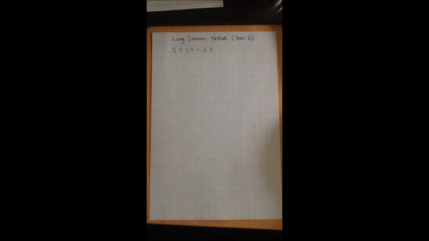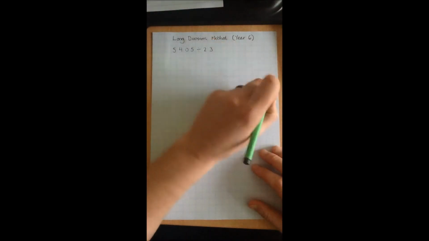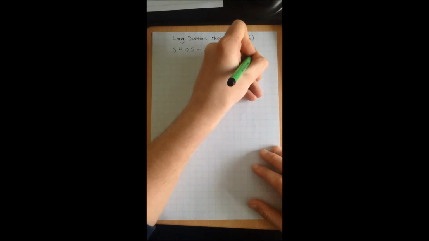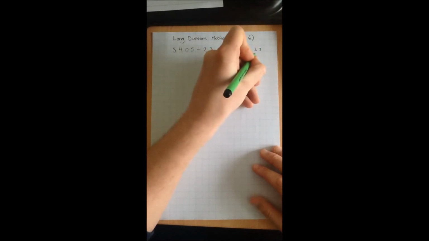Okay, so this is the long division method, which is for year 6. So we're going to divide 5,405 by 23. Before we start the method, the first thing that the children need to think about is making their jottings, which is multiples of 23. So we'll put those over at the side, because they will be useful as we go along.